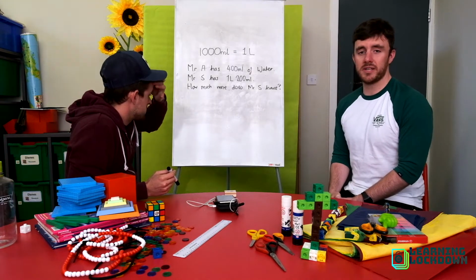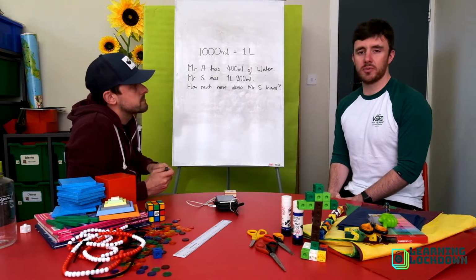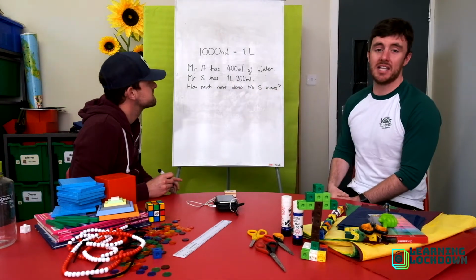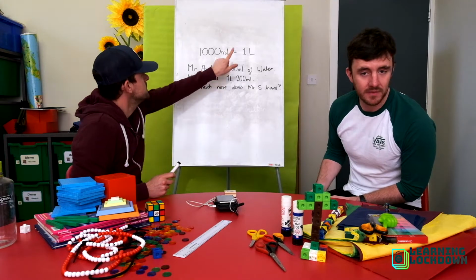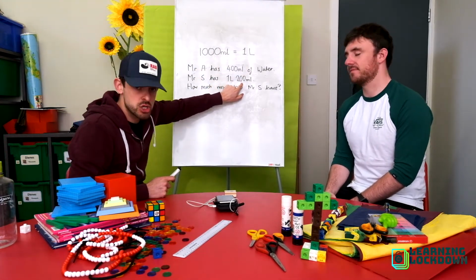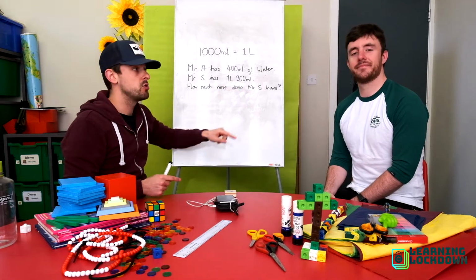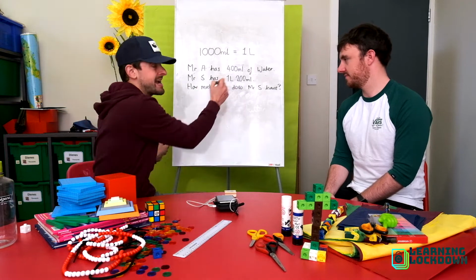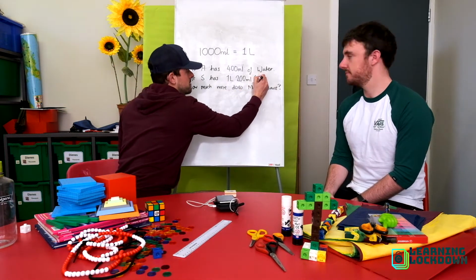So what have we got to do first of all? We've got to change one of our numbers so it's the same unit. You have to change this, where our litre is, into millilitres. What would it be? 1 litre equals 1,000 millilitres. That would be 1,000 millilitres and 200 millilitres. Don't forget that one. So altogether, Mr. S has 1,200 millilitres. I'm going to put that in brackets next to his amount, just so I remember.